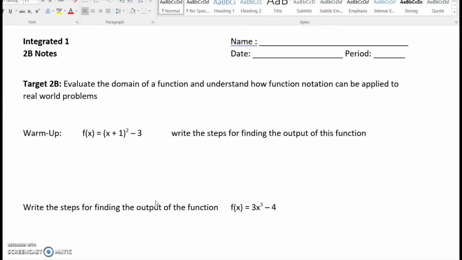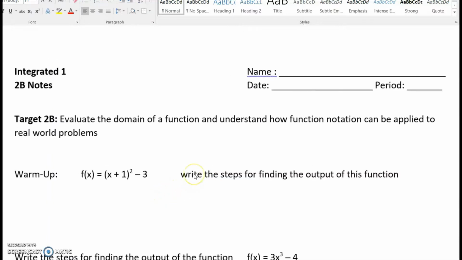So Target 2B is not super different from Target 2A that we've been working on the past couple days. For Target 2B, it wants you to evaluate the domain of a function and understand how function notation can be applied to real-world problems. We've done function notation already before, and we know how to find a domain of functions, so now we're just going to apply them to some real-world problems. So we have this warm-up problem right here.